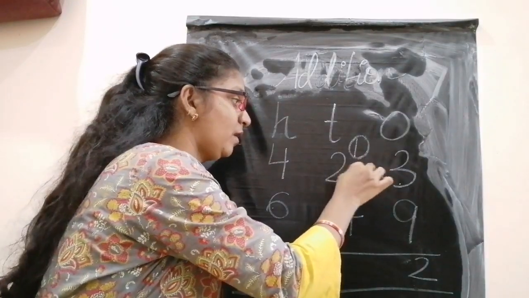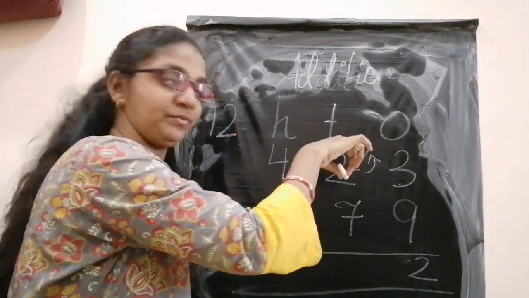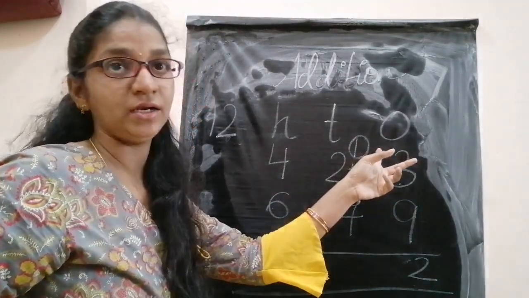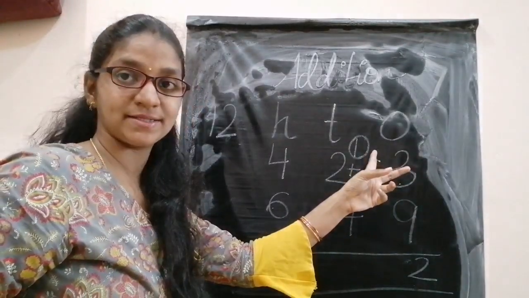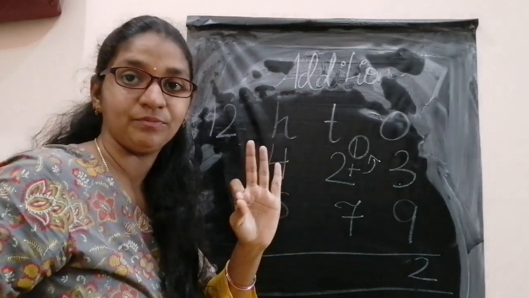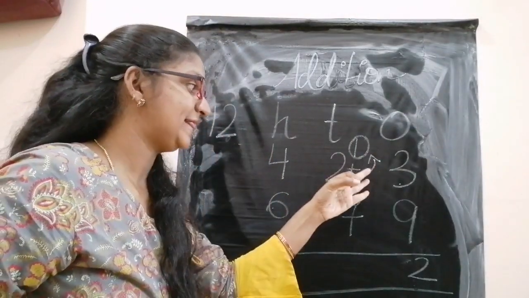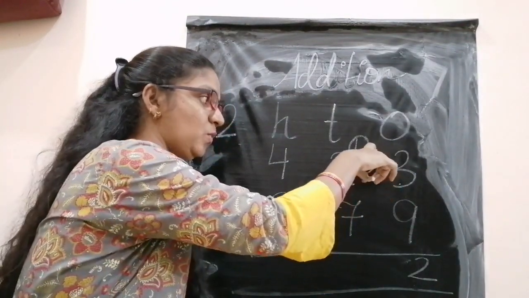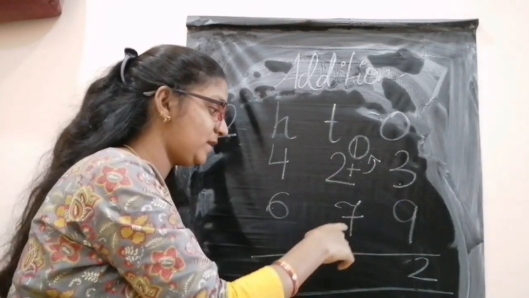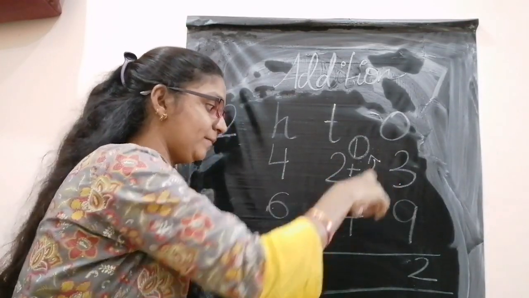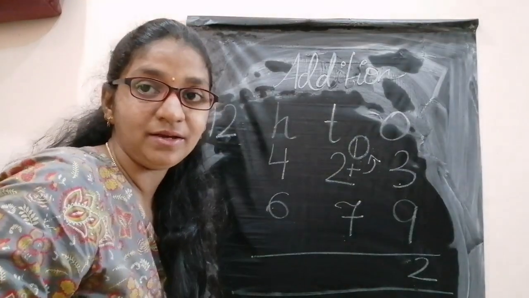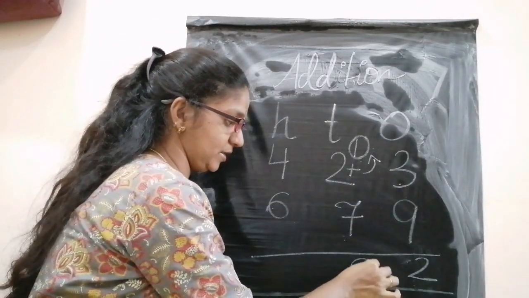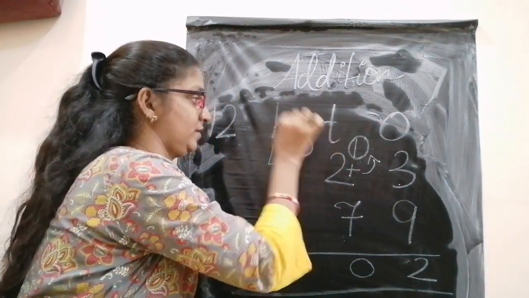Next, 2 plus 1. Then we have to add up this 2 with this carried 1. Then what will come? 2 plus 1 is 3. Then 3 plus 7, it is 10. Again carrying. So we have to put 0 here and carry 1 here.